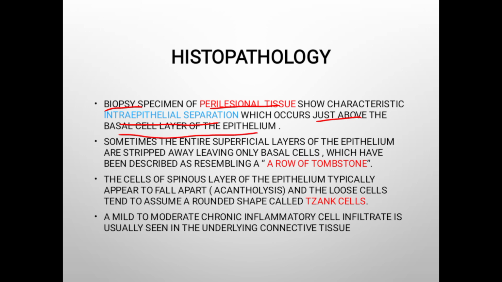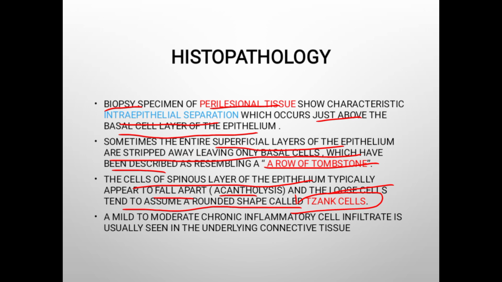Sometimes the entire superficial layers of the epithelium are stripped away, leaving only basal cells, which is described as a row of tombstones. Second, the cells of the spinous layer of the epithelium typically appear to fall apart, acantholysis occurs, and the lost cells tend to assume a rounded shape, which are called Tzanck cells.